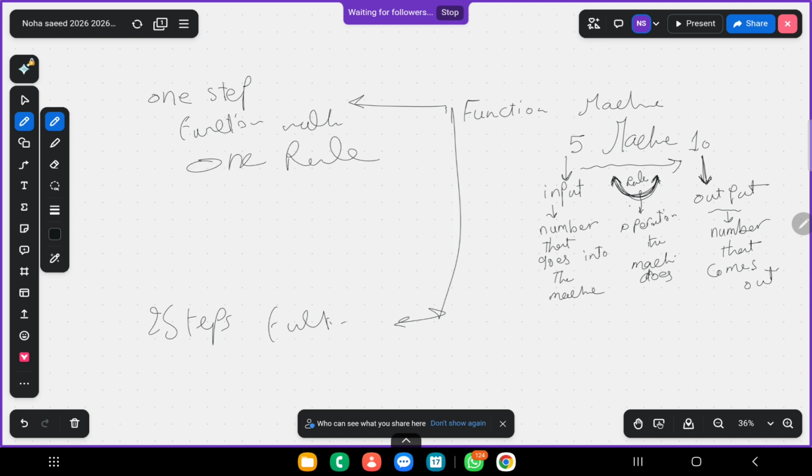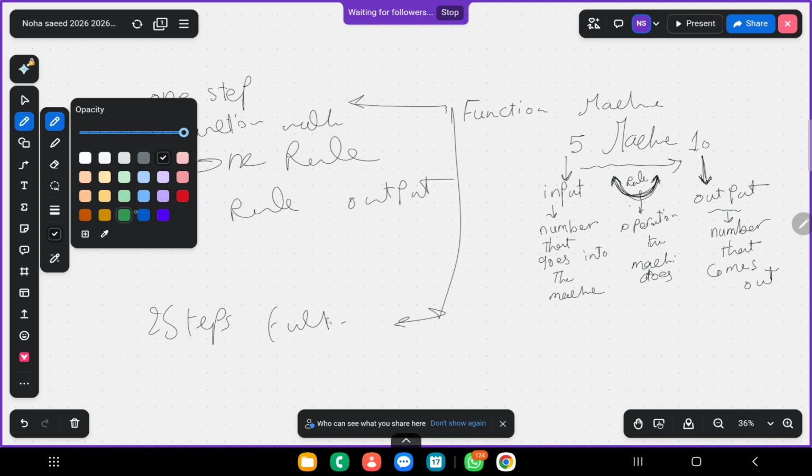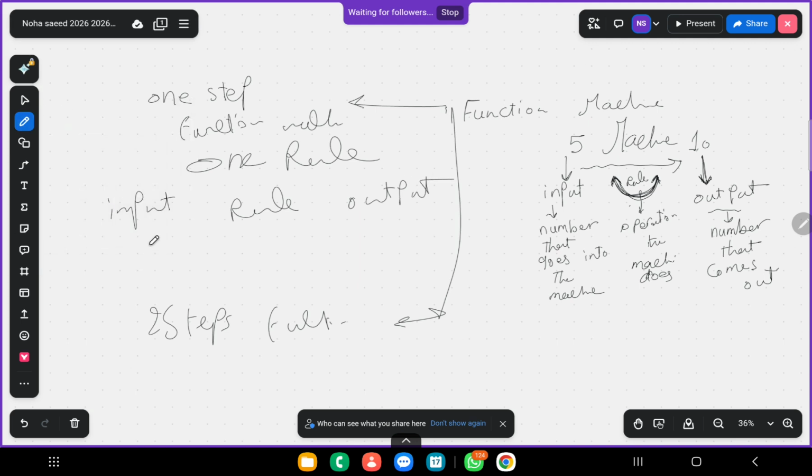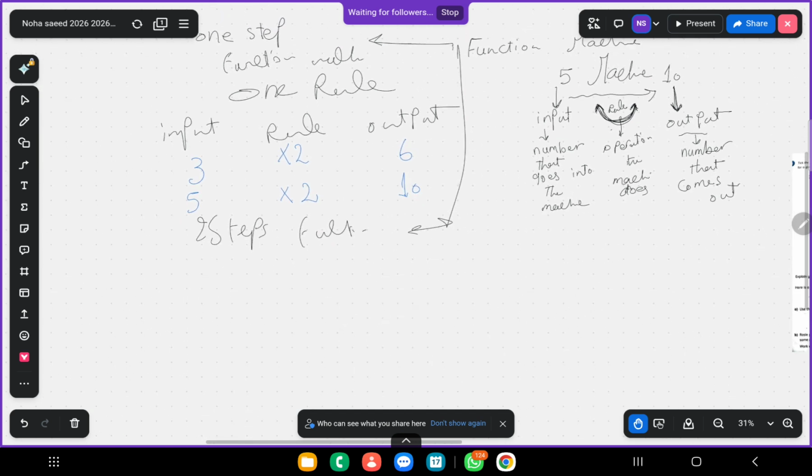So if the machine uses one rule, we have to make what? If I put input, rule and output and start to consider some numbers here: if I put 3 and my rule is multiply by 2, the output will be 6. Now, if it was the same rule and I put 5, it will be 10. Any problem in that? No, there is no problem here.